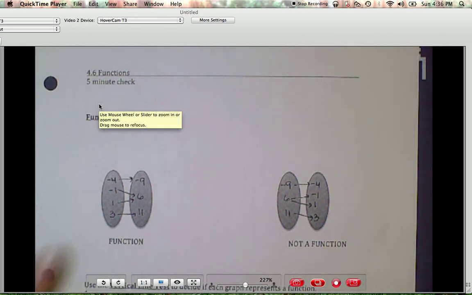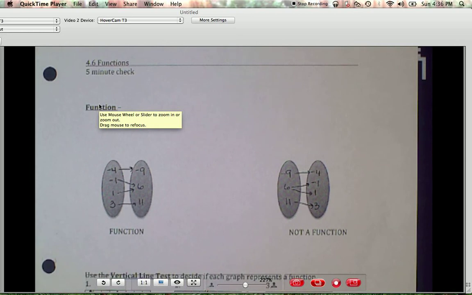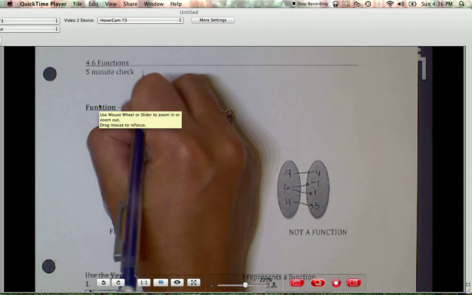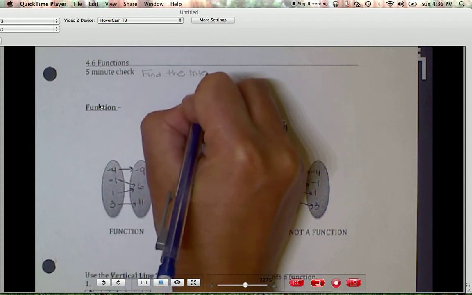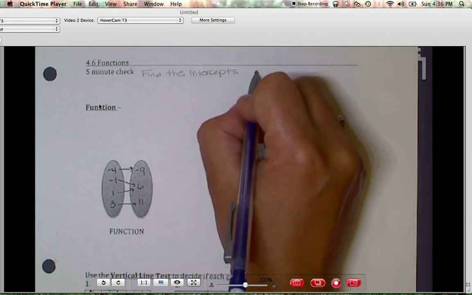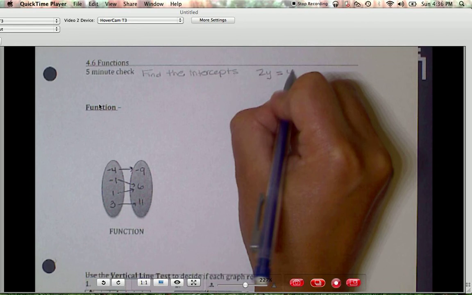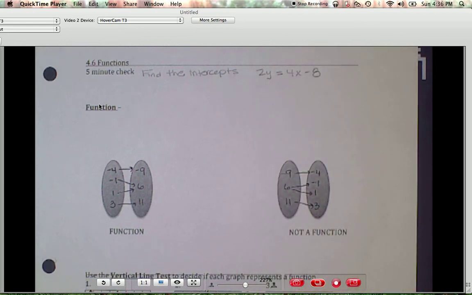4.6 is about functions, but before we begin on 4.6, I want you to try this problem, and we'll go over it in class tomorrow and we'll see how you did. So I want you to find the intercepts. You can write this on your notes. Find the intercepts of this equation: 2y equals 4x minus 8. When I say find the intercepts, I mean find the x-intercept and the y-intercept. So bring that to class tomorrow. We'll see how you did on that.